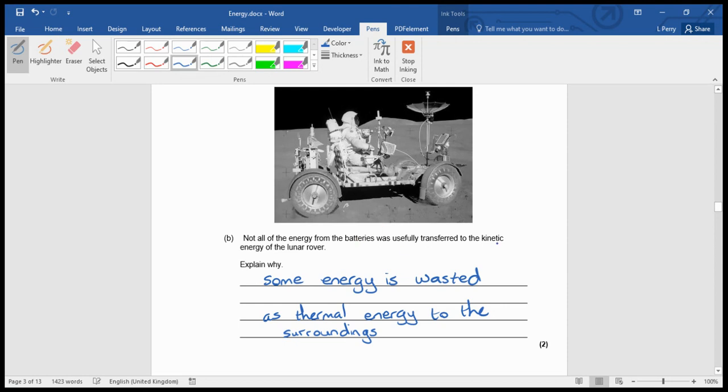So that question did part of it for us. It already told us it was becoming kinetic. We just had to identify the wasted. But that's 2 marks. 1 for saying some energy is wasted, and 1 for saying what is the energy and how it's wasted. And that's how you do questions on energy transfers.